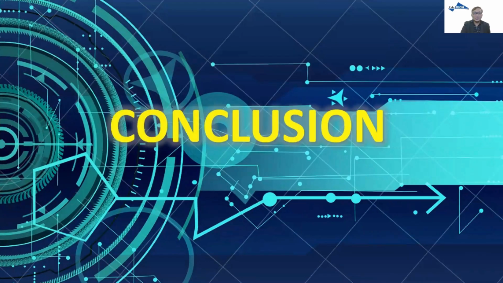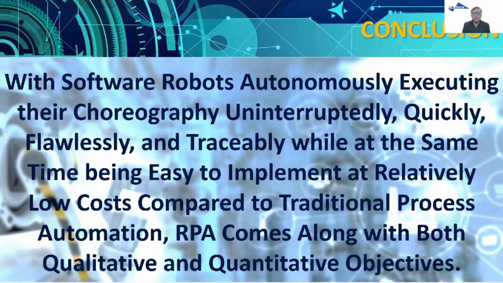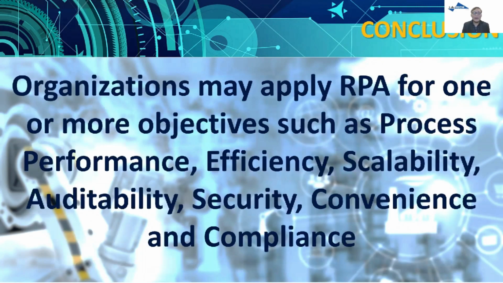My conclusion on this research is that software robots autonomously execute their choreography uninterruptedly, quickly, flawlessly, and traceably, while at the same time being easy to implement at relatively low cost compared to traditional process automation. RPA comes along with both qualitative (quality) and quantitative (numbers) objectives. Organizations may apply RPA for one or more objectives, such as process performance, efficiency, scalability, auditability, security, convenience, and compliance. So this is my conclusion.